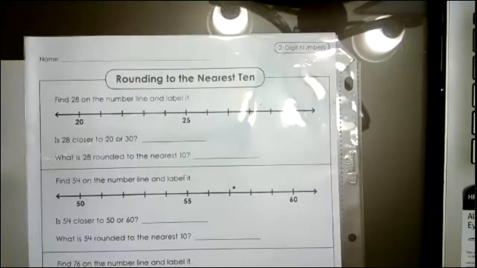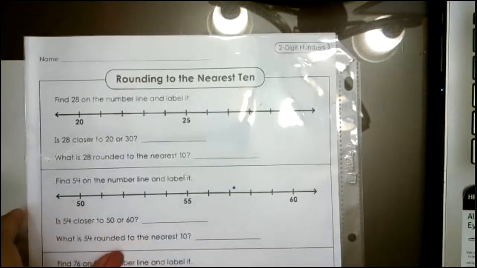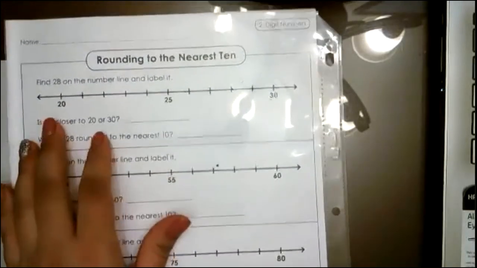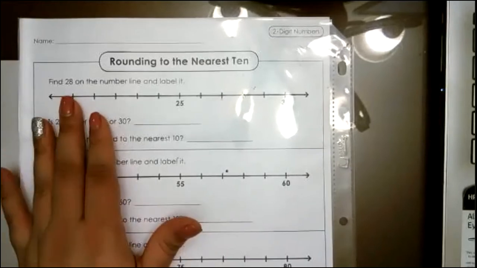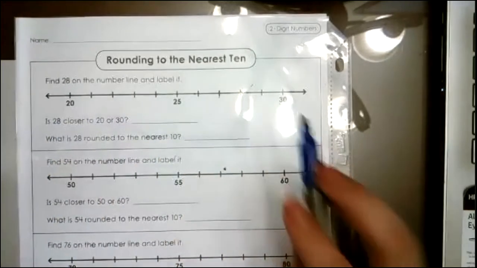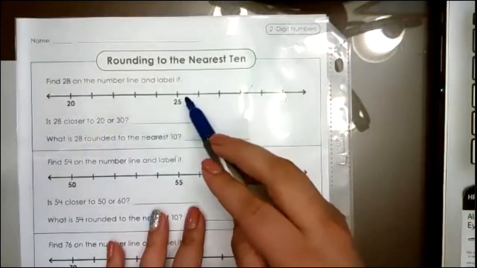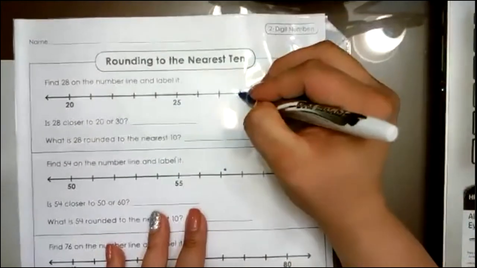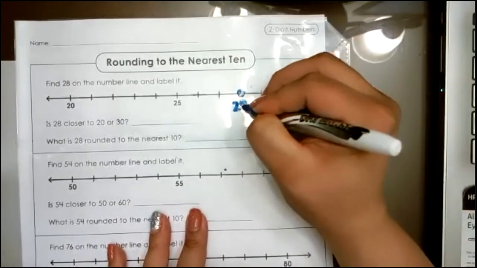We're going to do one more, but this one is going to be on our homework sheet. I need everyone to get your rounding to the nearest 10 worksheet. Go ahead and take a second to go get that worksheet. I'm going to be doing the very first one at the very top. It says find 28 on the number line and label it. So I need to find 28 on my number line. 26, 27, 28. I found 28 and I'm going to label it.